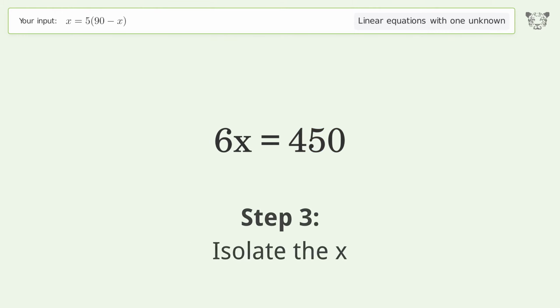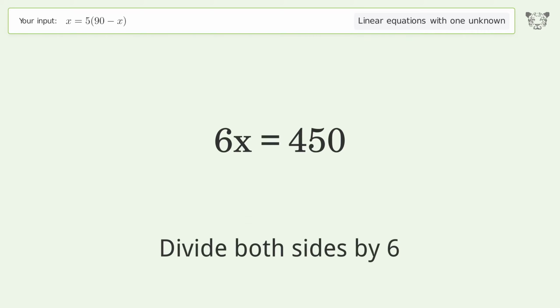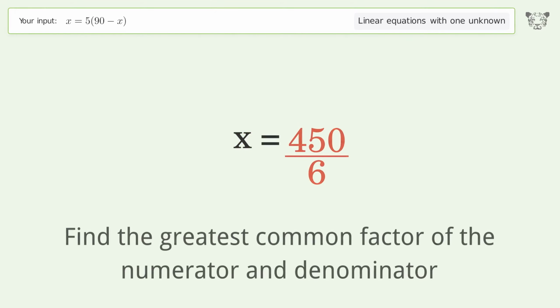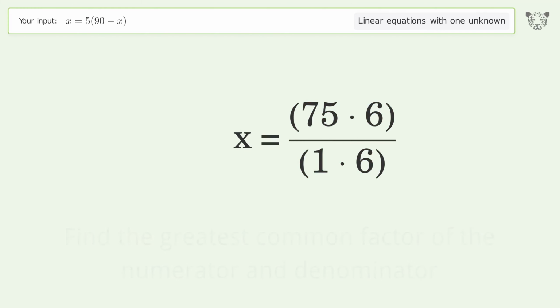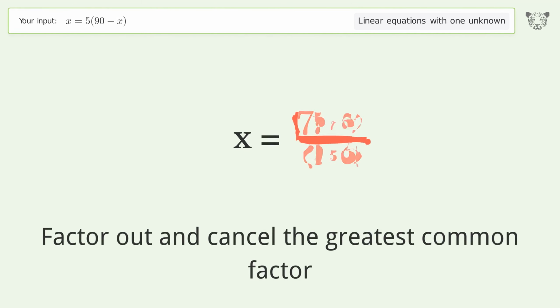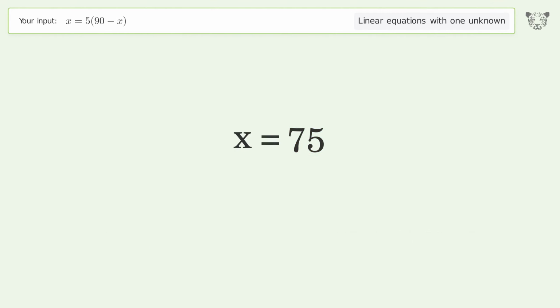Isolate the x. Divide both sides by 6. Simplify the fraction. Find the greatest common factor of the numerator and denominator. Factor out and cancel the greatest common factor. And so the final result is x equals 75.